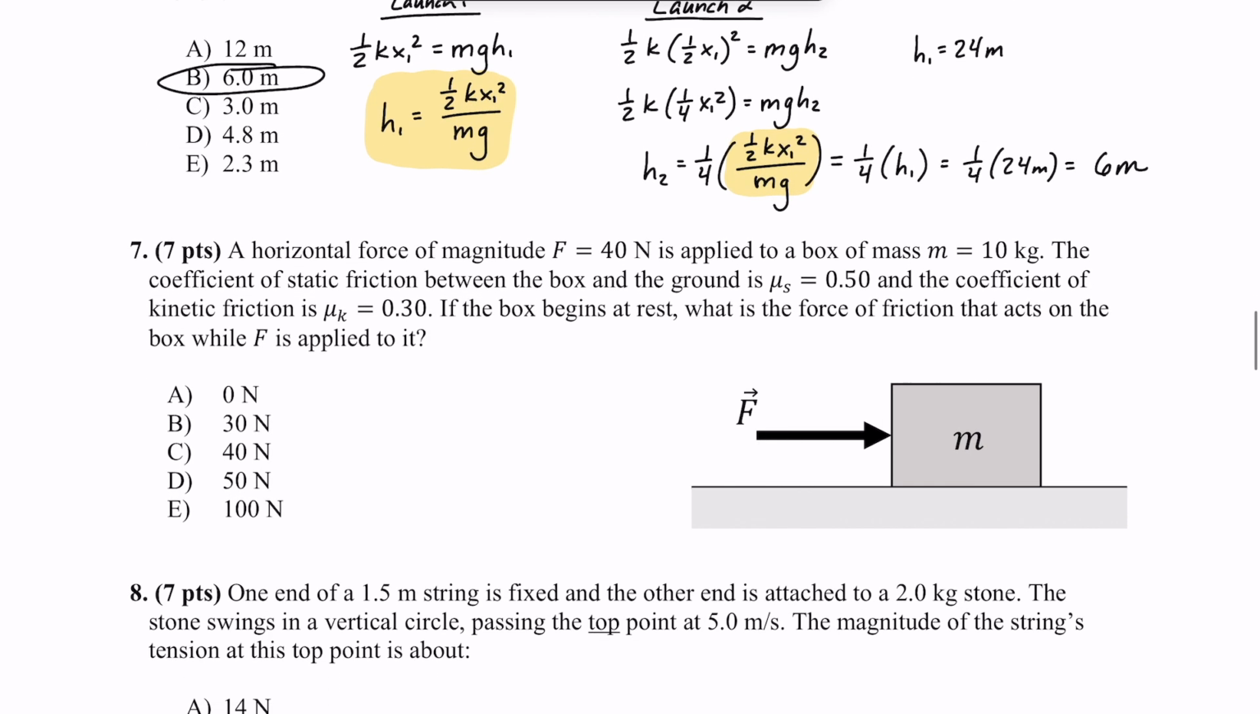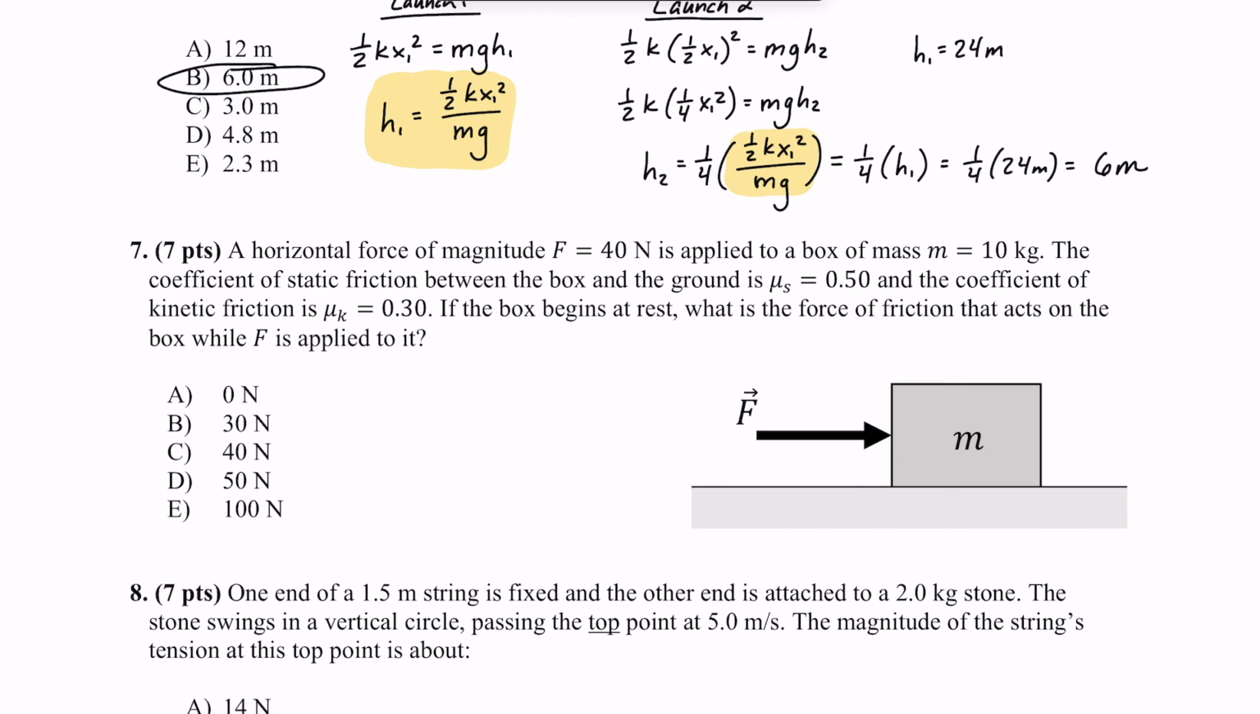The next problem looks like a computational problem, but it's really a conceptual problem. A force of 40 newtons is applied to a box of mass 10 kilograms. We're told information about the coefficient of static friction and the coefficient of kinetic friction. If the box is initially at rest, we want to figure out what is the force of friction acting on it. And the first thing that we need to decide is, does this force cause the box to move?